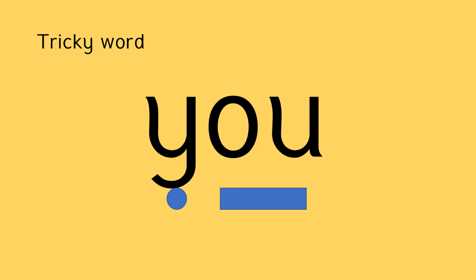Right, let's have a look at it. So to start, we've got Y. Now we've got a line because the O and the U together make an oo sound here. Y, oo. So our tricky word is you. Can you have a go at saying our tricky word you?